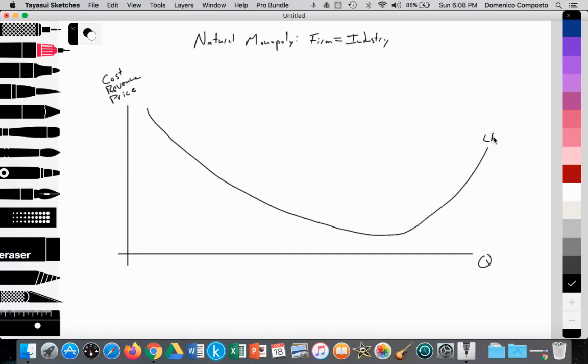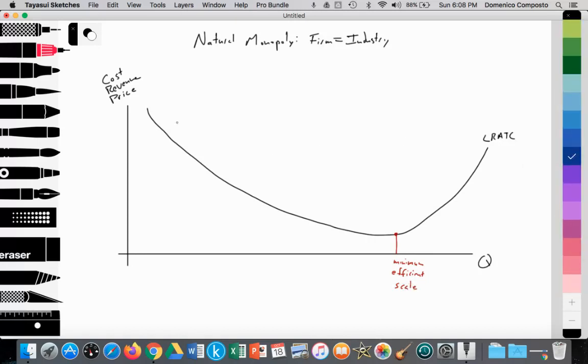So that's going to be our LRATC curve. And I'm just going to make a note that at its lowest point, let's assume that this is our lowest point, this is where the firm achieves minimum efficient scale. All right, so this is where LRATC is at its absolute lowest point.